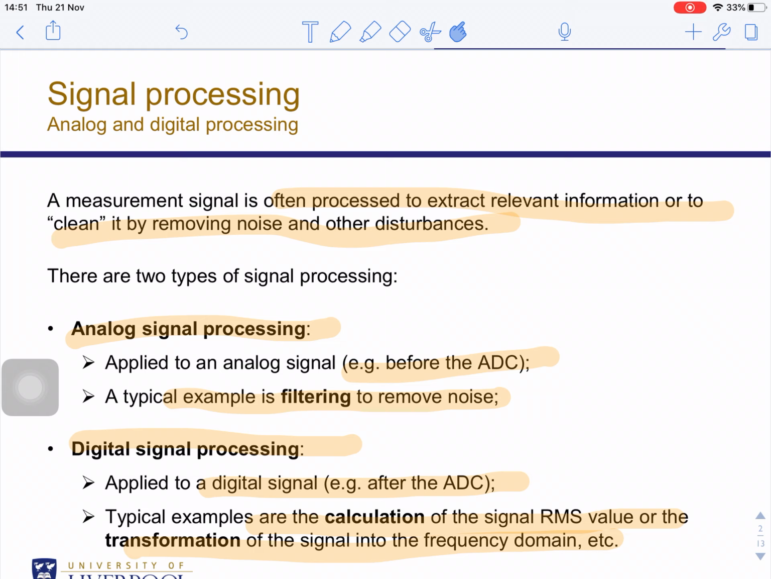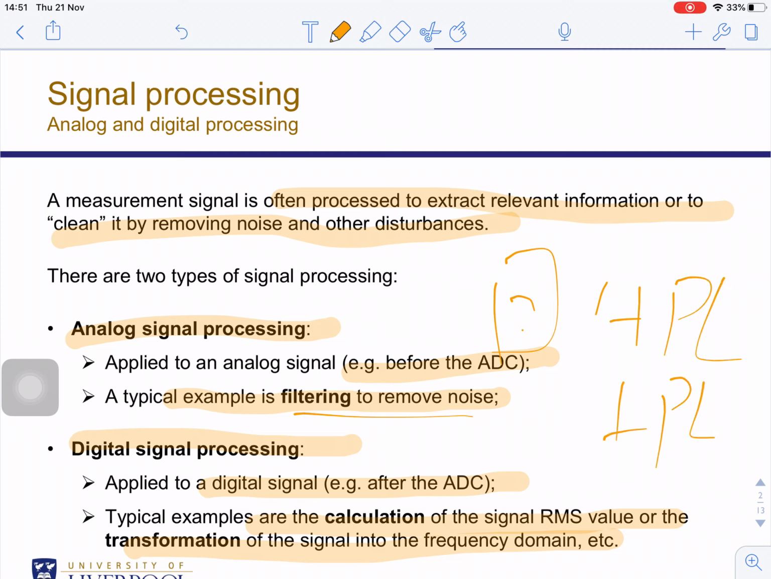And the other one is, what kind of filter? High pass filter or low pass filter? High pass filter, low pass filter. And a typical example is a filter to remove noises.